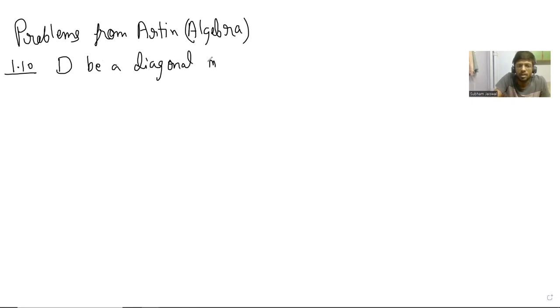When we say diagonal matrix, it is obviously going to be square. Otherwise it still can be a matrix, but we are assuming it's a square matrix. With the diagonal entries, let's simply call them d_i, and the other entries are obviously zero. That's what it means to be diagonal. And A is an arbitrary matrix, so it is in M_n(R) or whatever field.